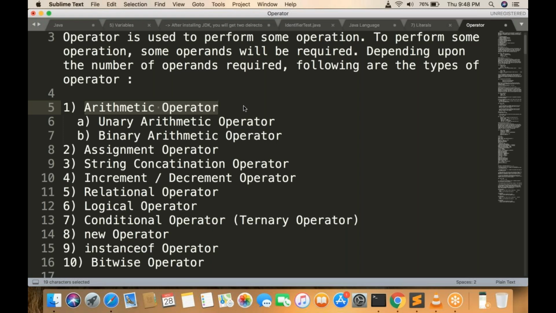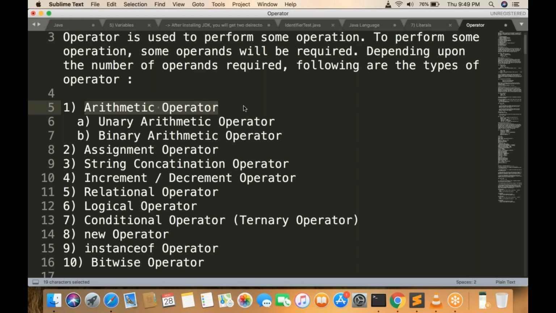What is this one and two? Wherever one operand is required with that operator, that is the unary arithmetic operator. And what about binary? That means two. Wherever two operands are required with a single operator, those operators are binary arithmetic operators. Clear, right, guys? So for a unary operator, only one operand is required. The type must be numeric or char type, or character type, you can say.